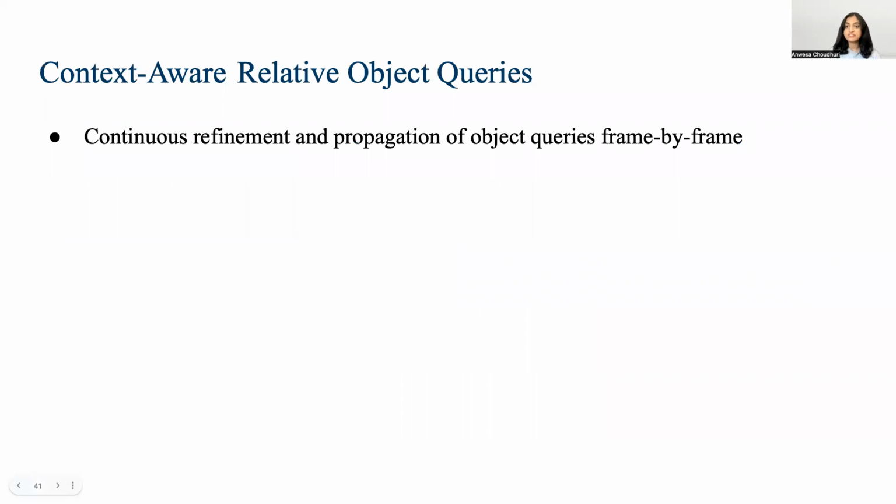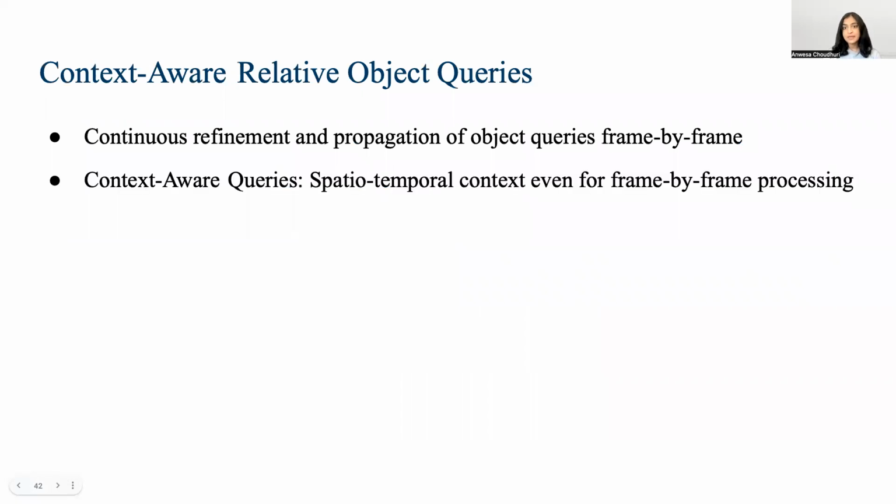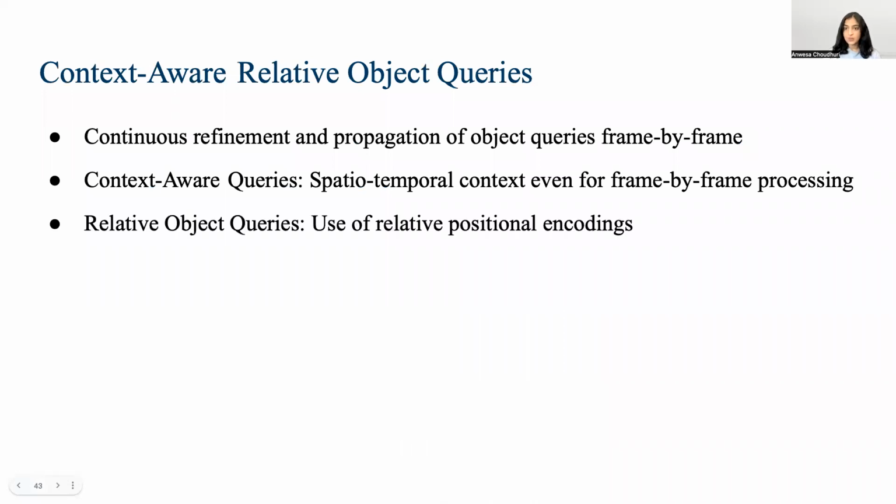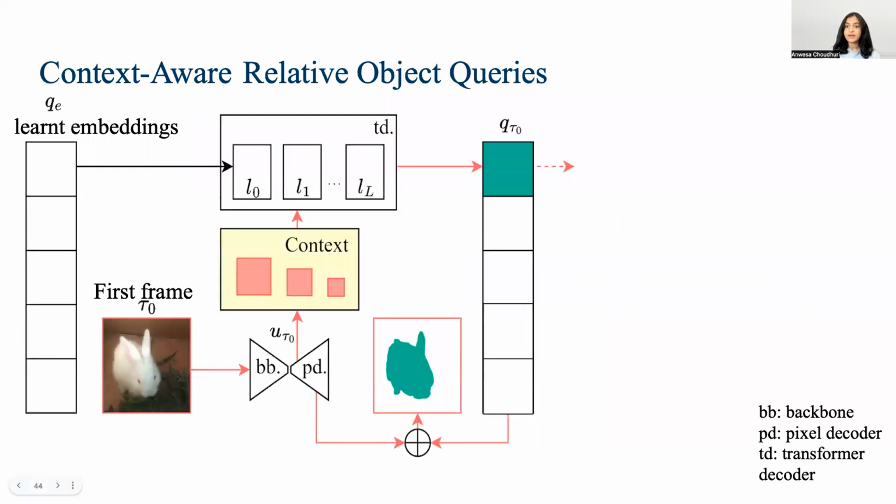These are continuously refined and propagated frame by frame. Spatiotemporal context is introduced to increase the temporal field of view. Use of relative positional encodings better captures position changes of objects. We use a meta-architecture like Mask2Former. Let tau naught be the first video frame.